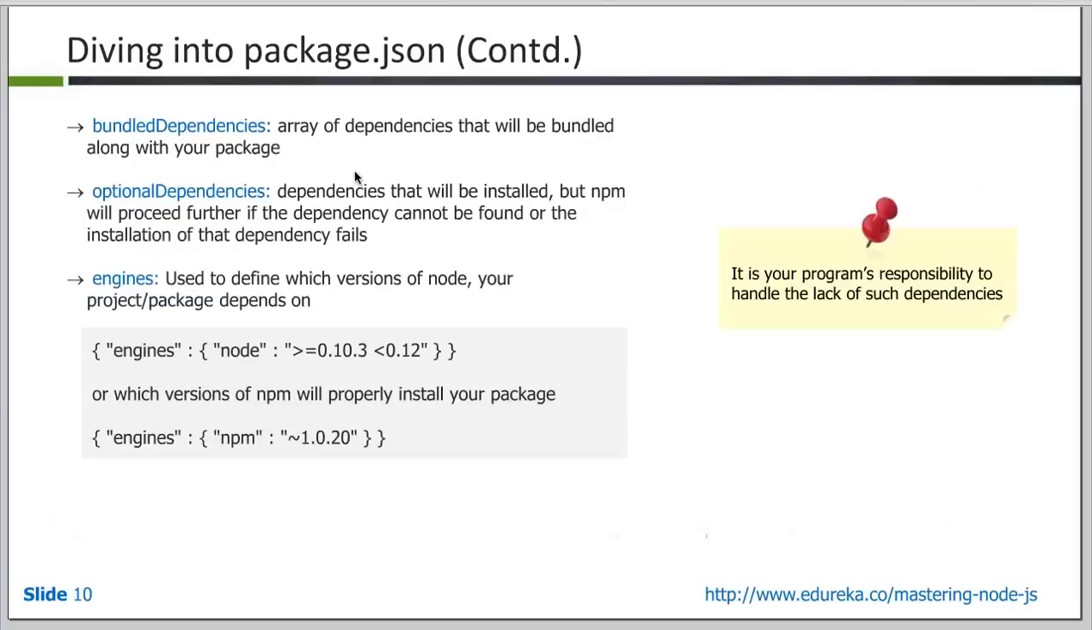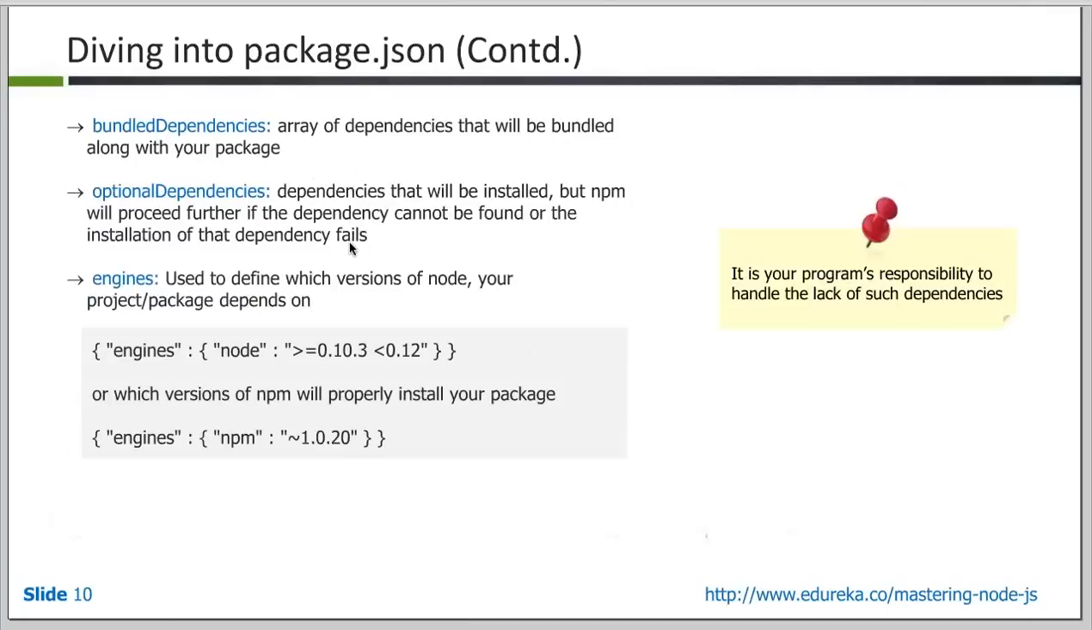So far, I did not find a need to use all these things because I'm going to introduce you to a tooling system which takes care of this. So bundle dependencies: an array of dependencies that will be bundled with your package. Optional dependencies: dependencies that will be installed, but NPM will proceed further if the dependency cannot be found or the installation of the dependency fails.